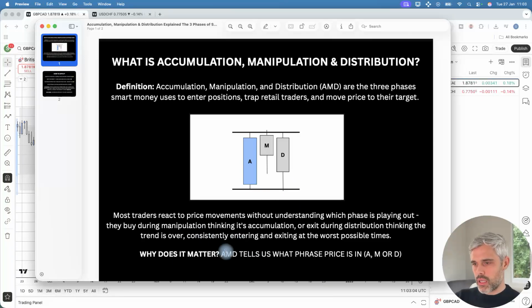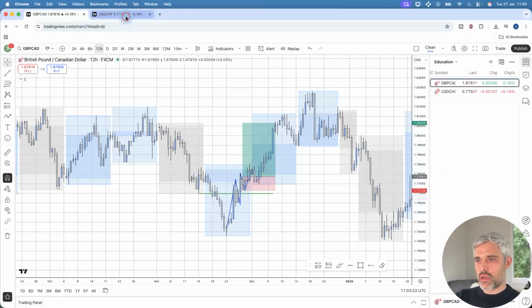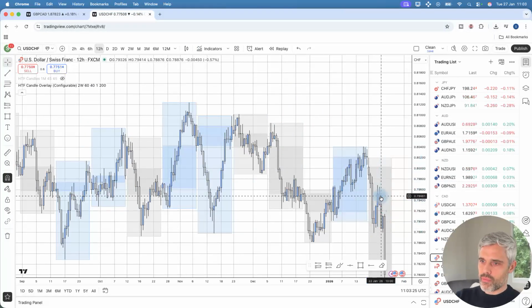It matters because this tells us what phase price is in. Are we accumulating, manipulating, or distributing? And ideally, we want to get into fast moving price action. So it's great to trade these distribution candles because highs and lows are going to be respected and we have clear targets in the market. So let's look at another example on USD CHF.